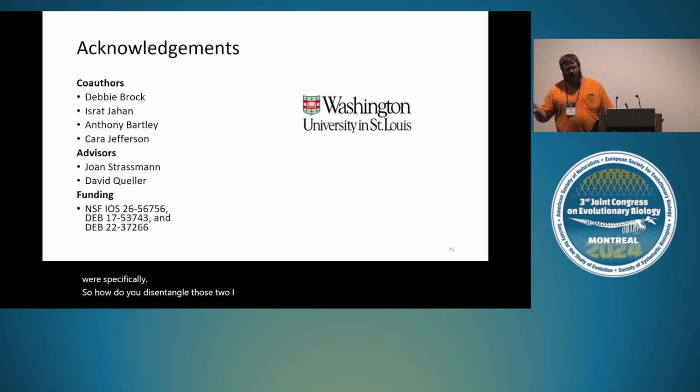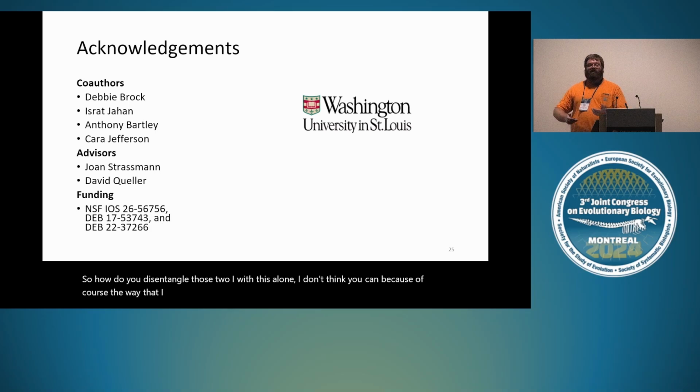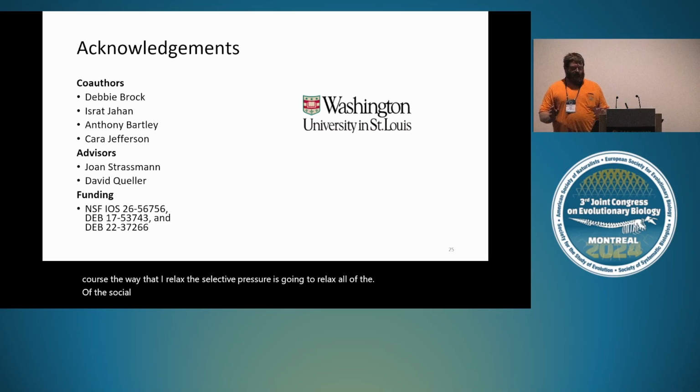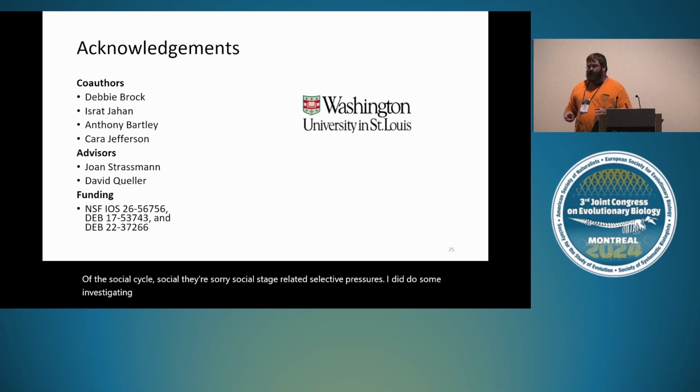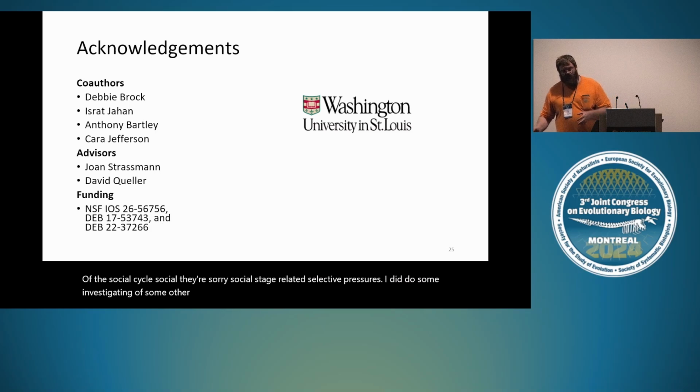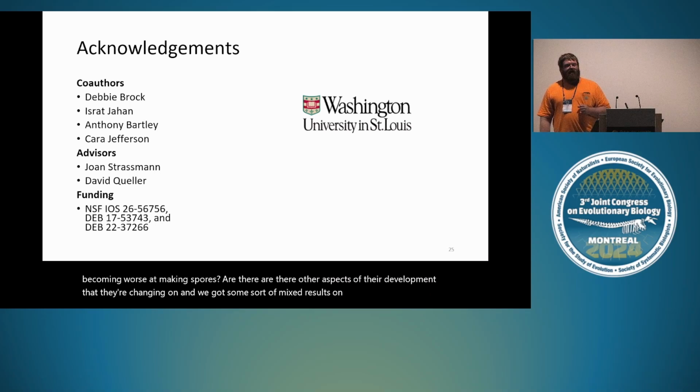With this alone, I don't think you can, because of course the way that I relax the selective pressure is going to relax all of the social cycle, social stage related selective pressures. I did do some investigating of some other traits. We were interested: are the dictys becoming worse at making spores? Are there other aspects of their development that they're changing on? And we got sort of mixed results on that.